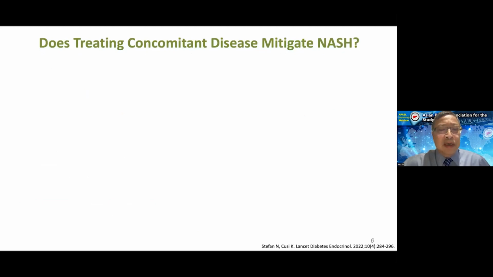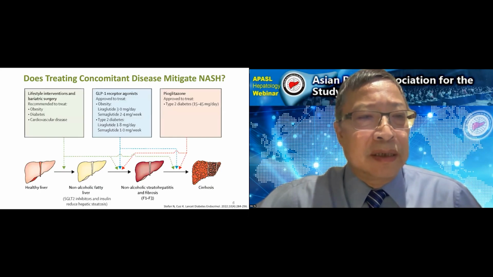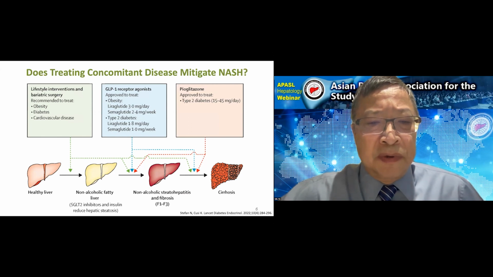Since currently there are no approved agents available for the treatment of NASH, the question is: does treating the concomitant disease mitigate NASH? The answer is yes. Lifestyle modification and bariatric surgery, recommended to treat obesity, diabetes, and cardiovascular disease, could block all the stages from fatty liver to NASH and cirrhosis. And the use of GLP-1 receptor agonists and pioglitazone, which are approved for obesity and type 2 diabetes, could block the progression from NAFLD to NASH and cirrhosis.